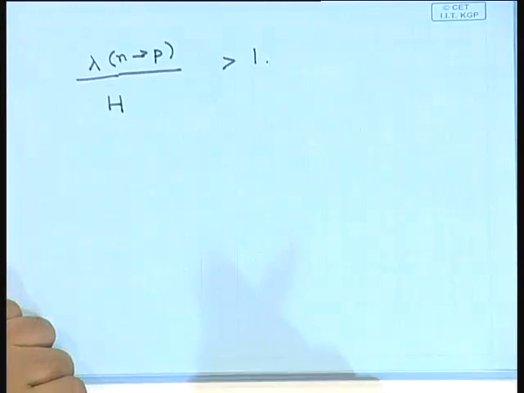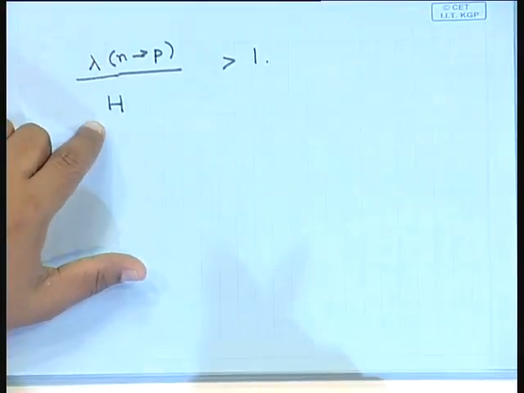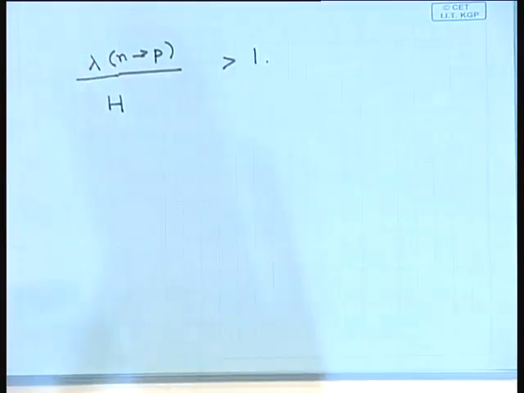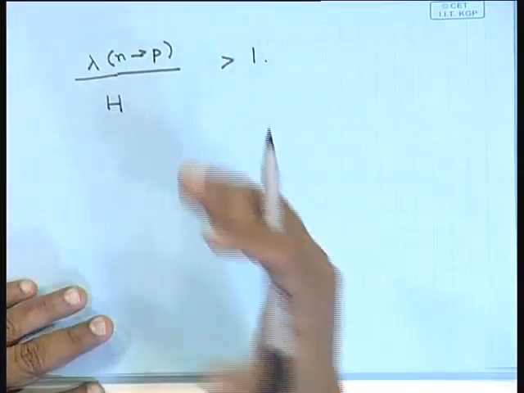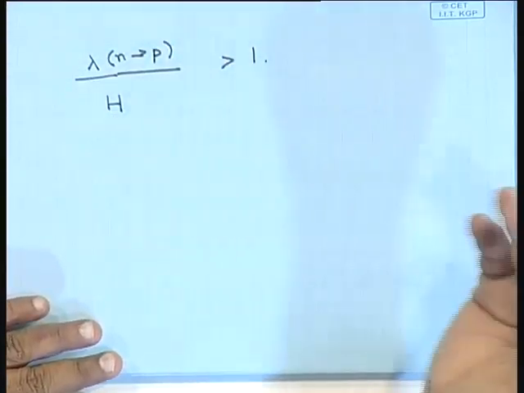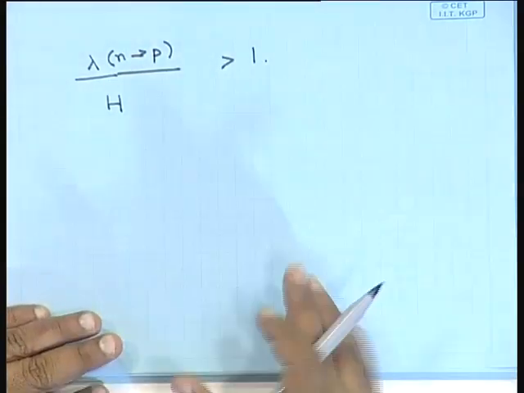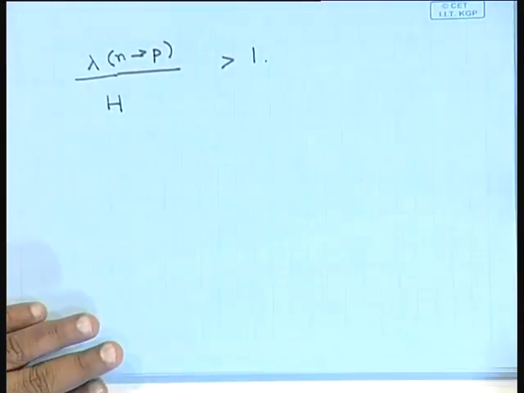Whereas, if this ratio were less than 1, then the whole thing is out of equilibrium, it is not in equilibrium. So, I have to simultaneously consider the expansion of the universe as well as the reaction. So, we would like to see if this is in equilibrium or not to start with, to what temperature is it in equilibrium, we could ask the question.